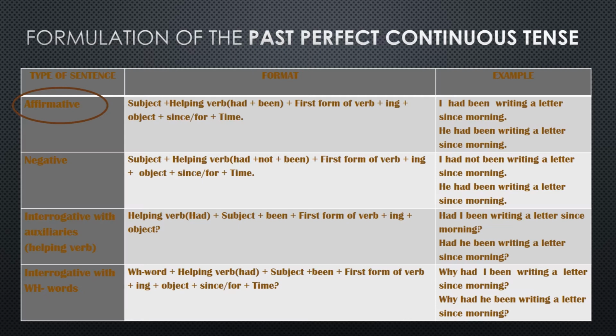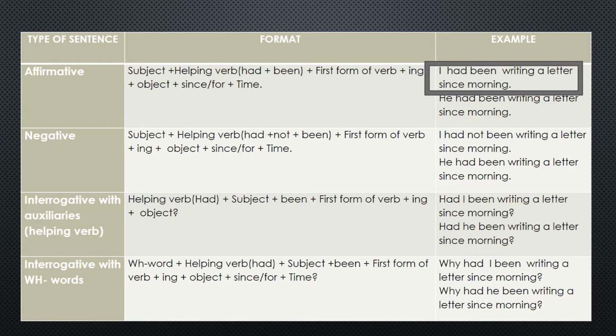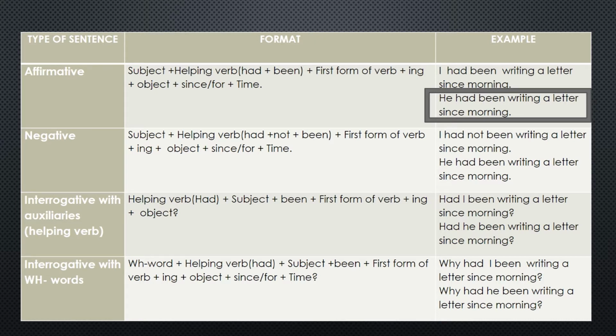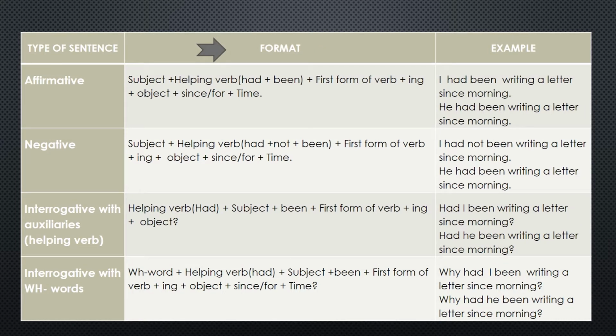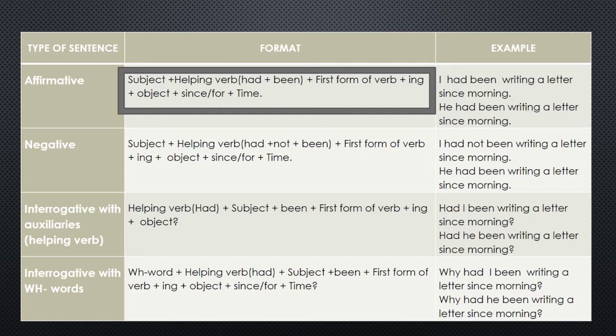It starts with affirmative sentence like, I had been writing a letter since morning. He had been writing a letter since morning. Let's check the format of these two sentences. Subject, helping verb had, been, first form of a verb plus ing, object, since or for, then time.